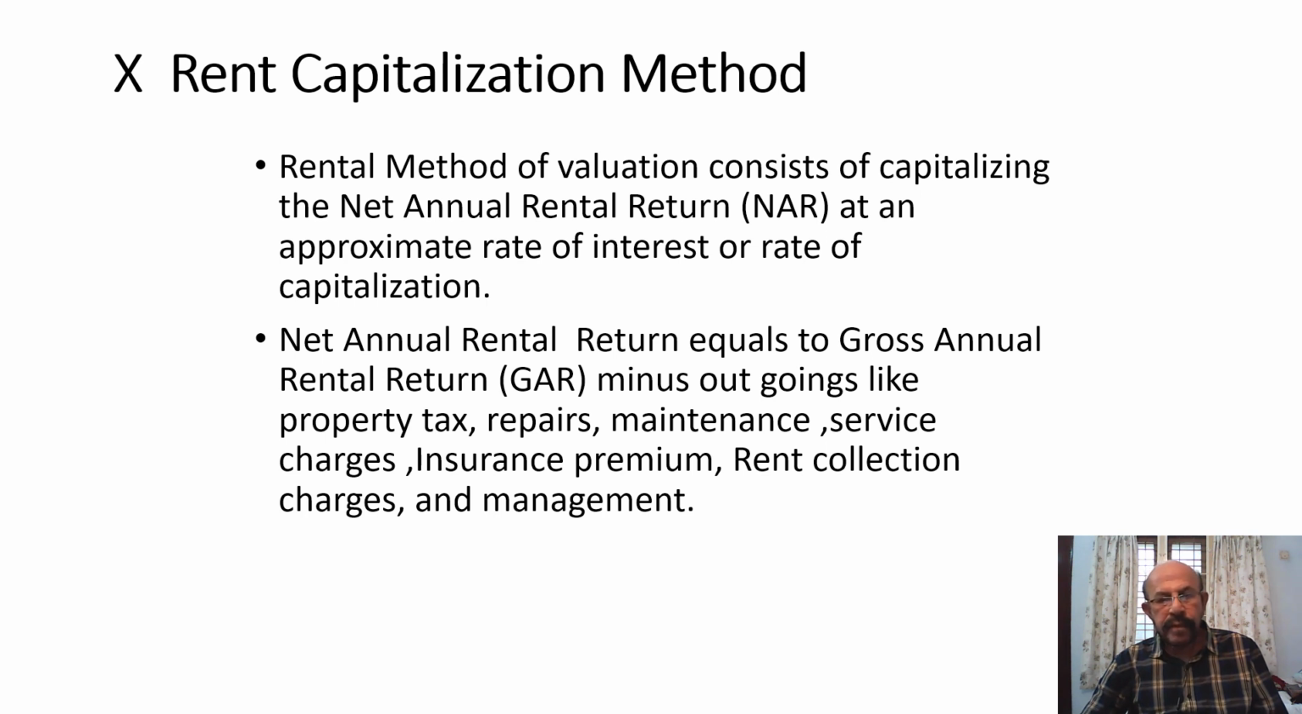In a simple way, if you are getting 10,000 rupees rent per month, that is the rental income. So the gross rental income in 1 year is 10,000 into 12. Then what are the outgoings? That is the gross annual return. From this, you have to deduct the outgoings like property tax, repairs, maintenance, etc. Then you will get the net annual rental return. Then this has to be multiplied by a certain index to get the capital value of the property.